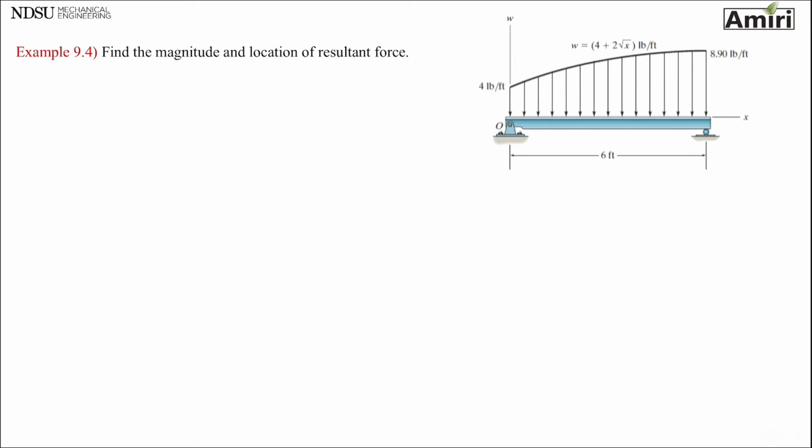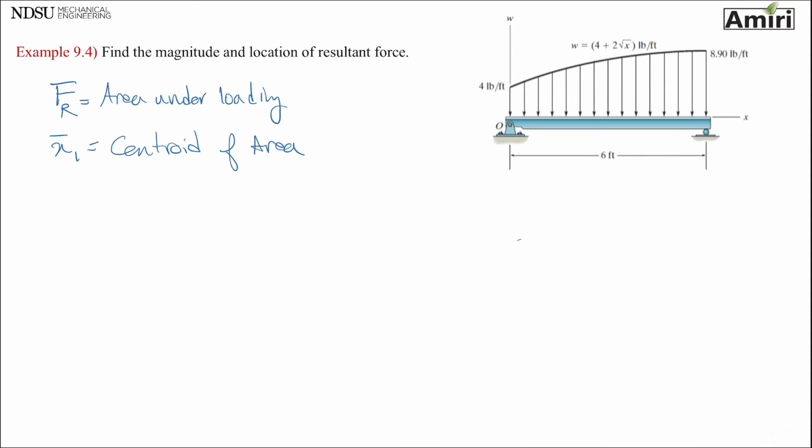So I'm going to go a little bit faster here. Okay, it just says find magnitude and location of resultant force. So basically, get rid of this load and just give me one force. Okay. The F that I've got to find, the resultant force, is area under loading. I'm going to be careful about my units this time. And location of it is going to be centroid of area. So let's see. I usually like to start with centroid because it has area in it already.